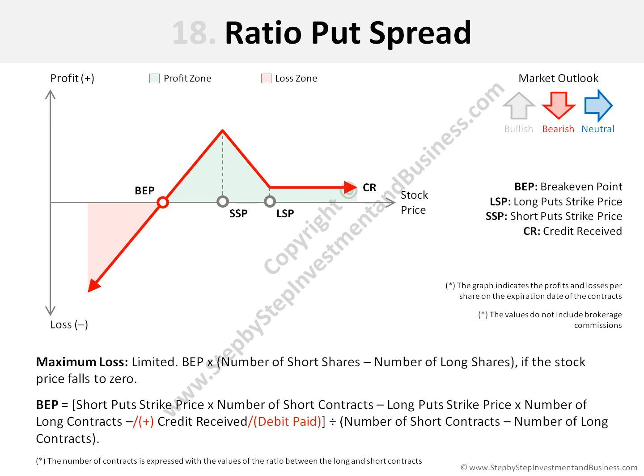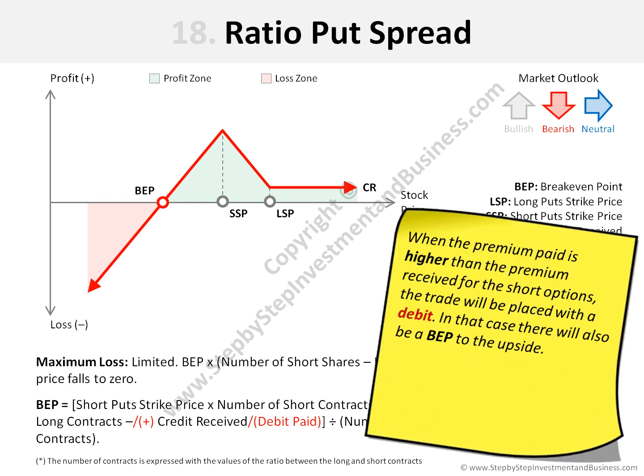The break-even point is equal to the strike price of the short puts multiplied by the number of short contracts minus the strike price of the long puts multiplied by the number of long contracts minus the credit received, divided by the number of short contracts minus the number of long contracts. The break-even point defines the profit and loss zones. In our case, for stock prices lower than the break-even point, we are in a losing situation. In contrast, for stock prices higher than the break-even point, we are in a profitable situation. As we said, when the premium paid is higher than the premium received for the short options, the trade will be placed with a debit. In that case, there will also be a break-even point to the upside.